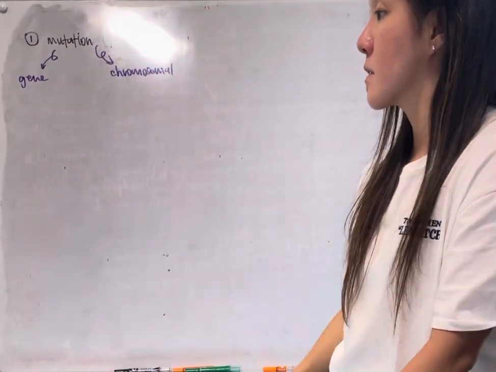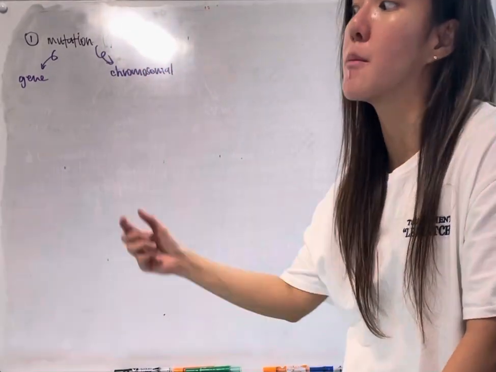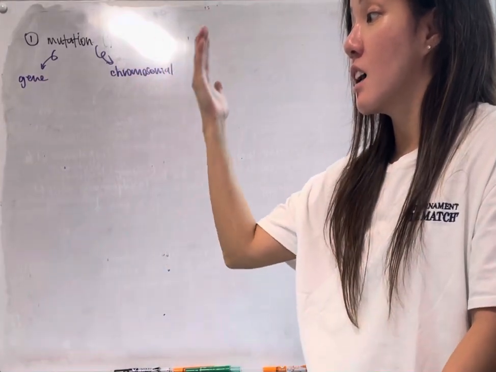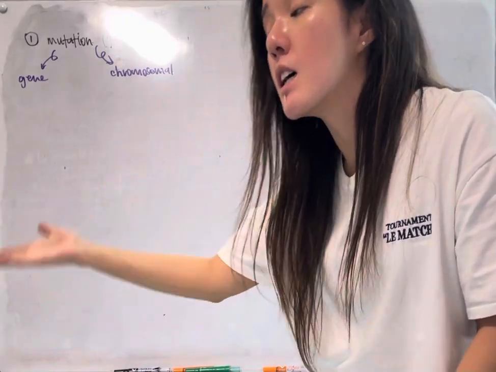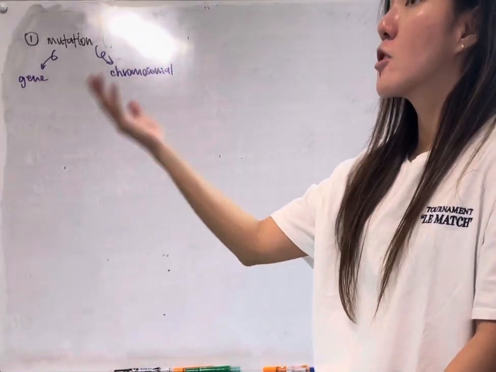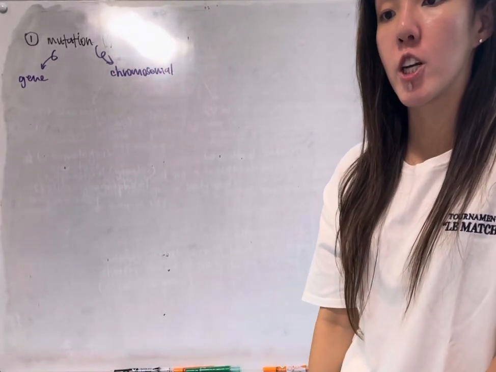What is the last one? You may replace the amino acid, but the amino acid has similar R groups. So when you have similar R groups, you can form very similar R group interactions. So the conformation of the protein may remain unchanged.